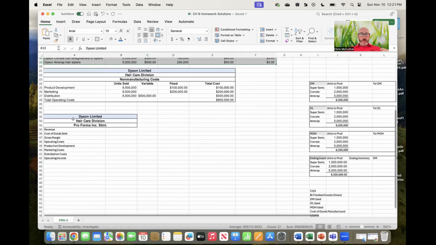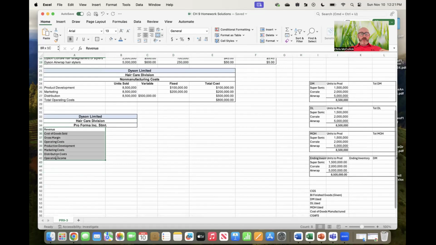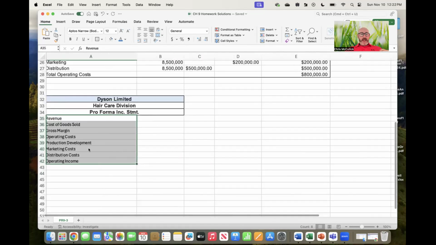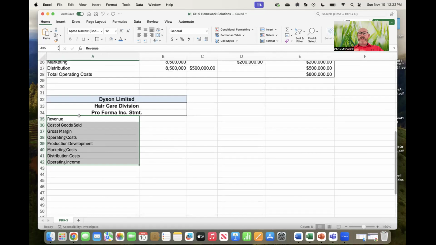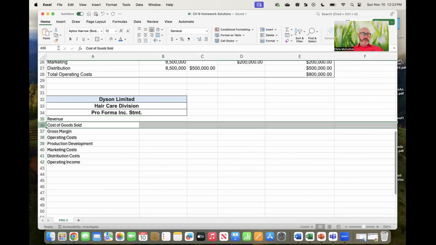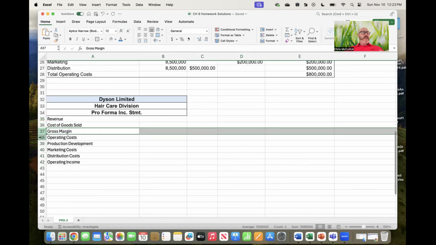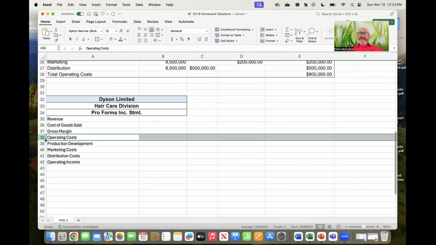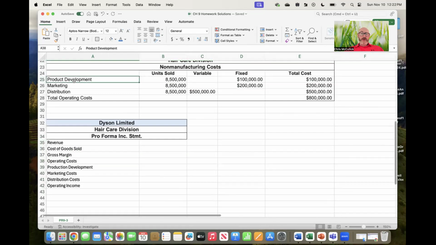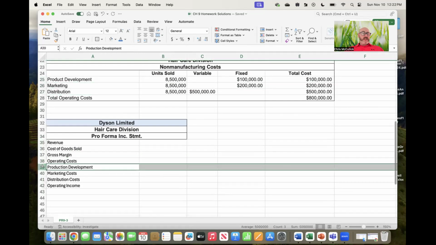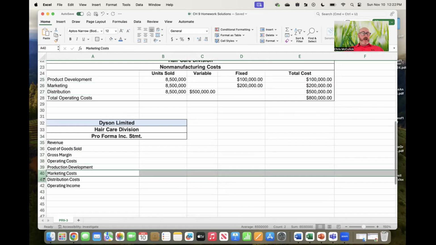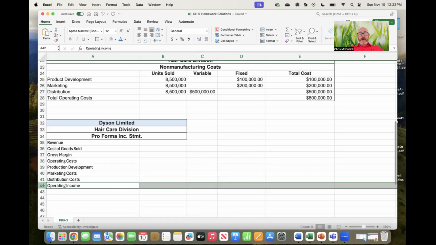So ultimately, where we're going is this. I've added in the accounts already to keep us organized, but they're accounts that you've been familiar with ever since your first financial accounting course. We've got revenues minus cost of goods sold equals gross profit, or gross margin. Then we subtract out our operating costs, which are given to us right up here: our product development, our marketing costs, and our distribution costs. When we subtract those out, we get operating income. So those are the accounts we're going to use, but we need to do some steps in order to get to the actual numbers.